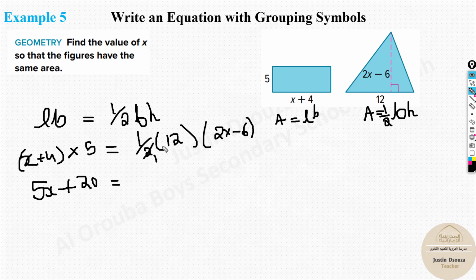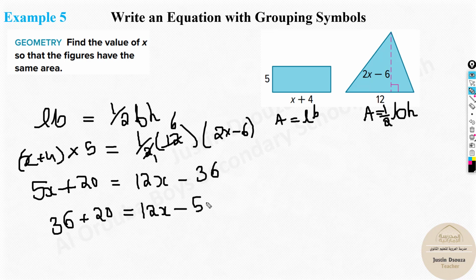Now here let's simplify this. 12 divided by 2 is 6. So I have to multiply 6 inside. So 6 times 2 is 12x minus 6 times 6 is 36. Now remember, smaller value is 5x, so take this to the other side and bring the number to the one side. So I'll bring 36 to the other side. It becomes positive 36 plus 20 equals 12x minus 5x. The answer over here is 7x.